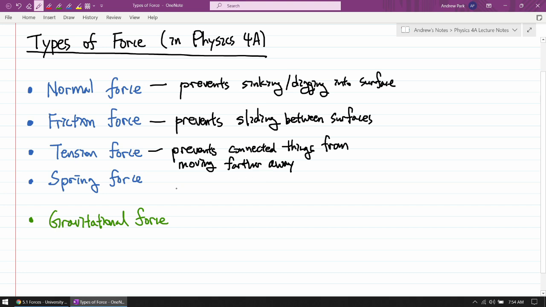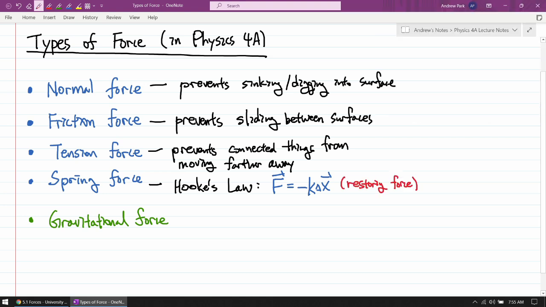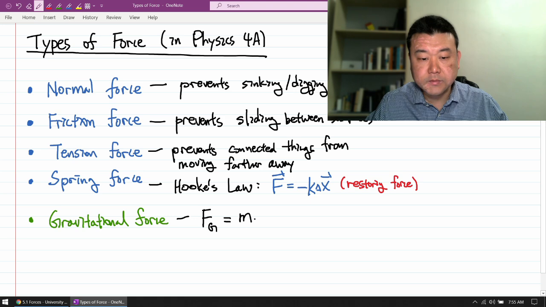And for spring force, I guess the best thing for me to say is Hooke's law. Force is proportional to the displacement by some constant, the spring constant, and in the opposite direction from the displacement. Sometimes we talk about restoring force. And for gravitational force, which we'll talk about more, for now, the important thing is it's given by mass times the strength of gravitational field or gravitational acceleration.